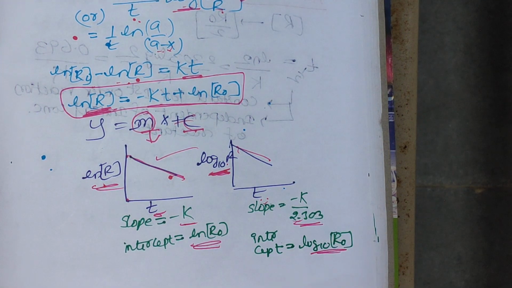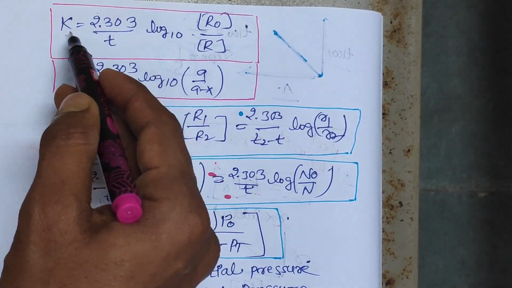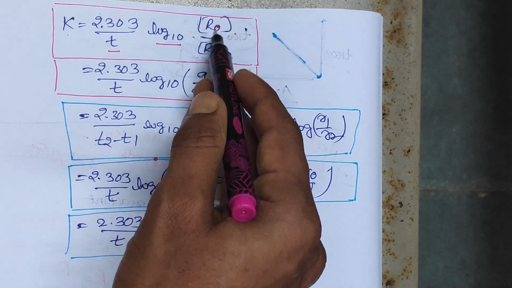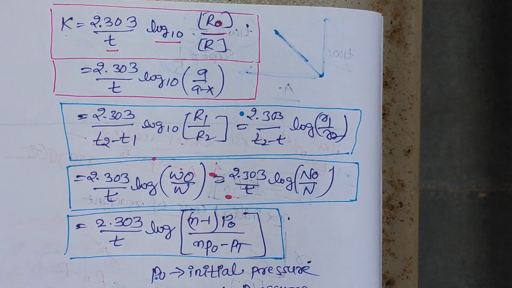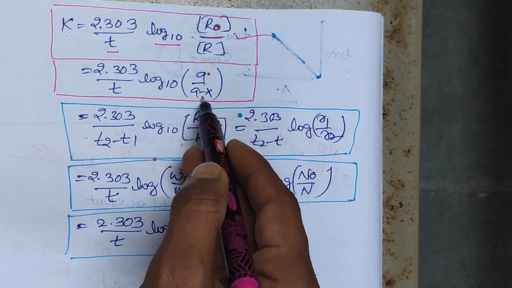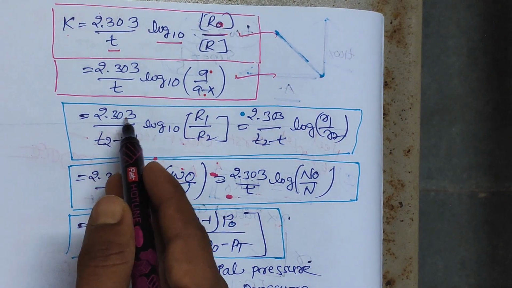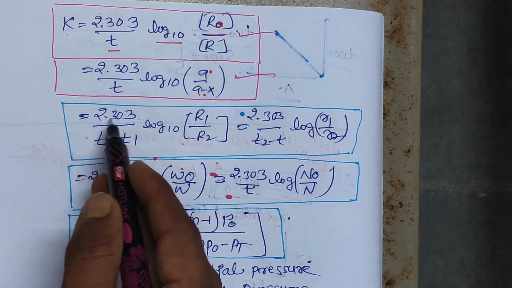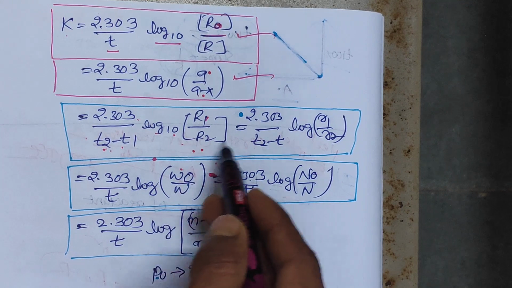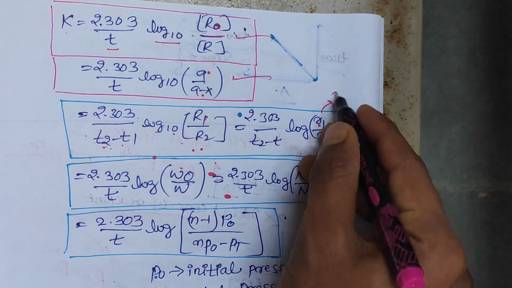Next we go for some problems and formulas. K is equal to 2.303 by t log 10 R naught by R, meaning initial concentration by final concentration. We can write it like this also: if you take concentrations in the form A minus x, you will get it easily. This is one formula. Another point: if two different times are given, K is equal to 2.303 by t2 minus t1 log 10 R1 by R2. Here R means rate.